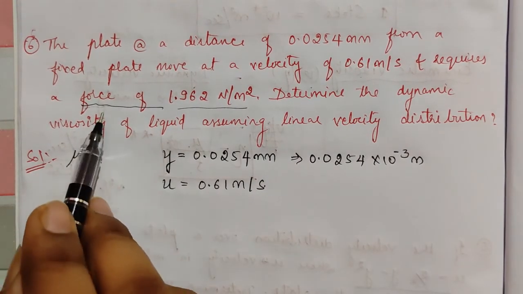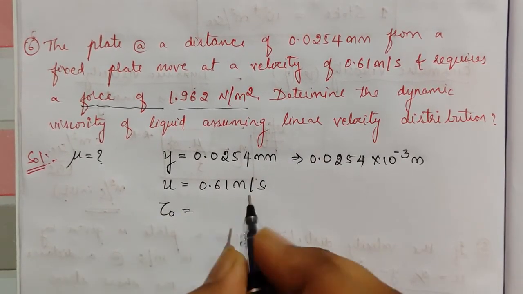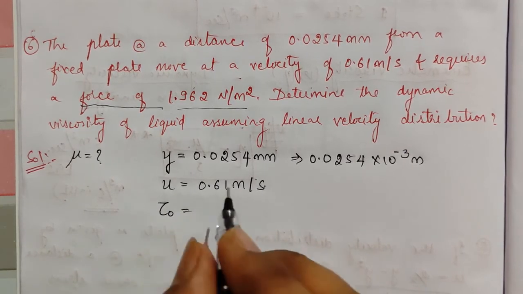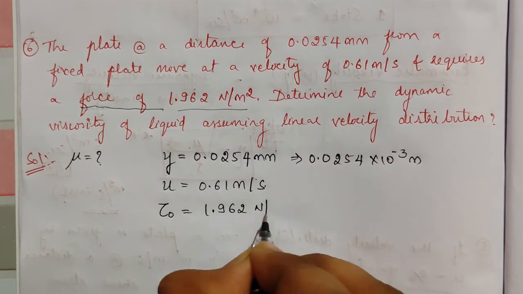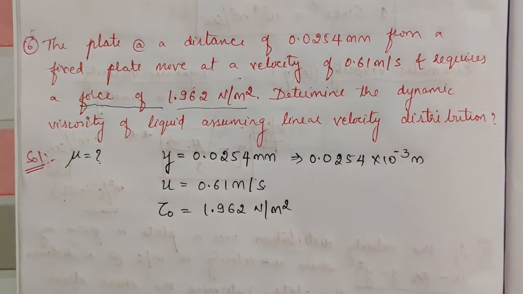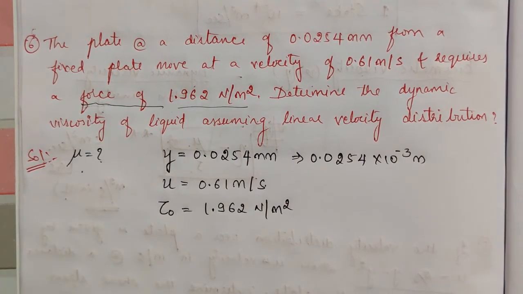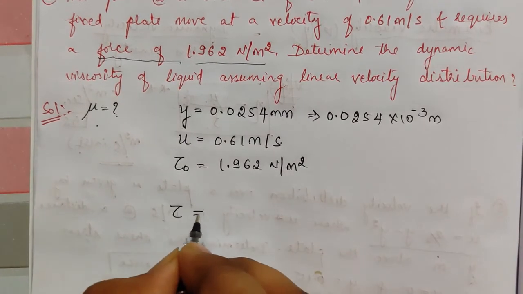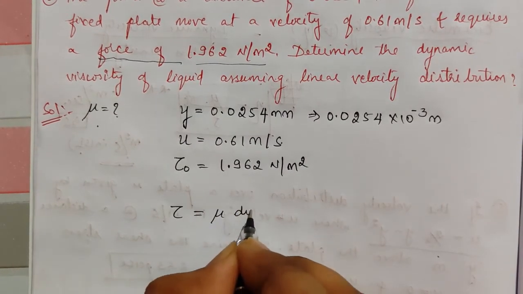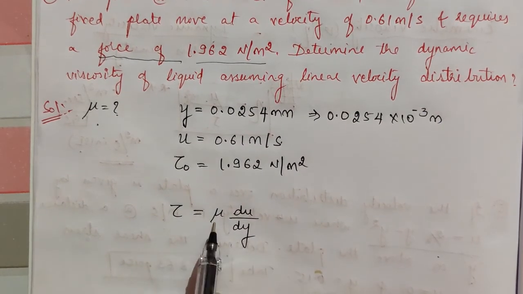Then what is given? Which force is acting? It is understood that it is nothing but the shear force, that is tau, 1.962 Newton per meter square. So determine the dynamic viscosity, we need to find this one. So it is a direct question. So tau is equal to what? Mu into du by dy. Correct? Now what we need to find? We need to find this mu.